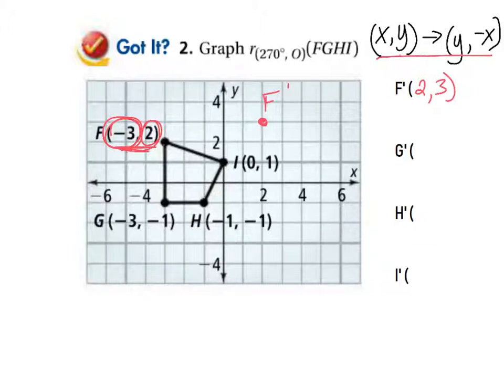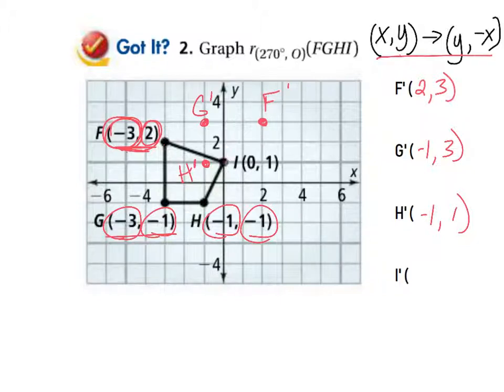All right, and that's all we're doing. Let's go through every point and do that. Here's G. The y becomes the x. The x becomes the y, but you change its sign. Plot it, -1, 3. Here's G prime. All right, let's do the H. The y becomes the x, and then the x changes its sign and goes to y. -1, 1. Here's my H prime.